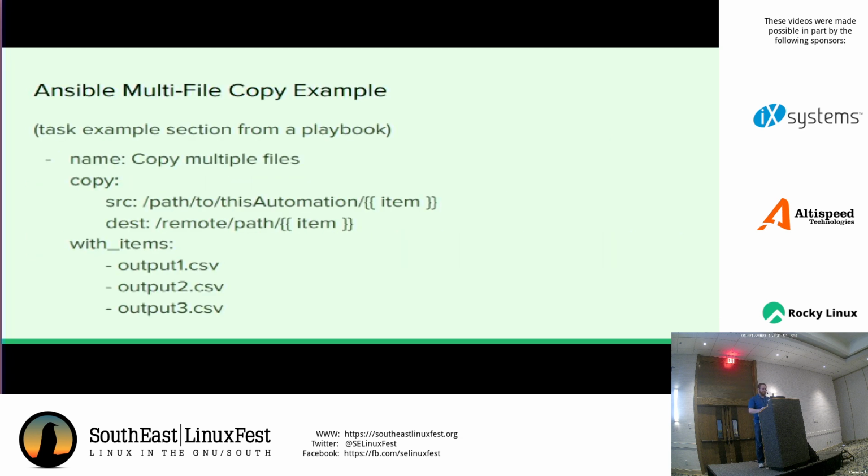So here's an example of the most common type of Ansible automation in my environment. This is a task section from the playbook. And this uses the copy module to take 3 CSV files that were generated from our automation process and send them out to a remote server, like a Splunk app folder in our case. Ansible will loop over that list of 3 CSV files and template their names into the source and dest paths there.